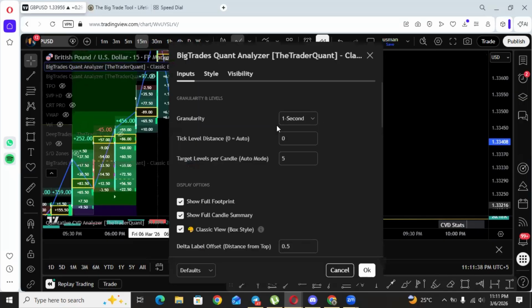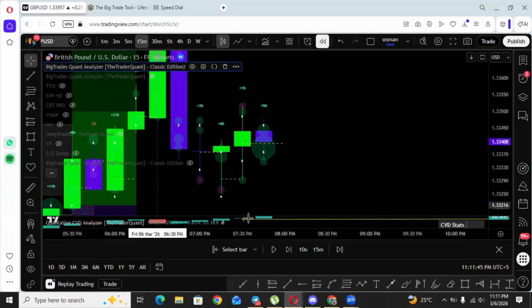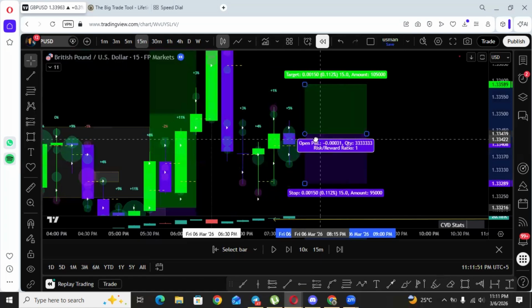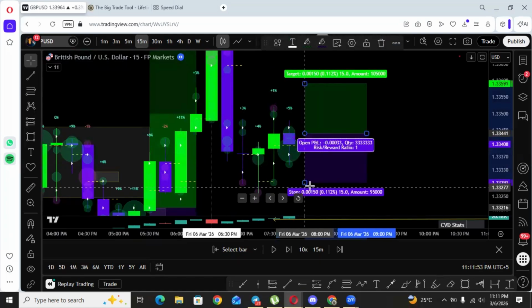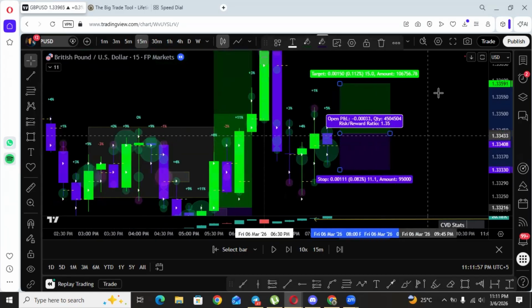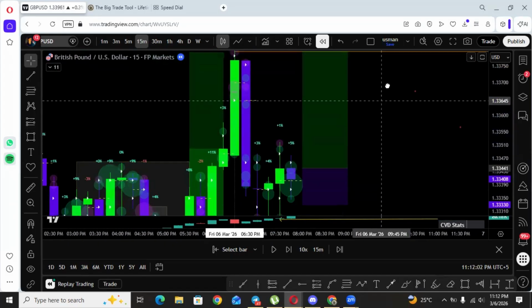So let's move to the bubble chart again. We would have entered at this point. We would have entered the next candle, and put the stop loss maybe below the low or somewhere else. And this was our clear potential target.